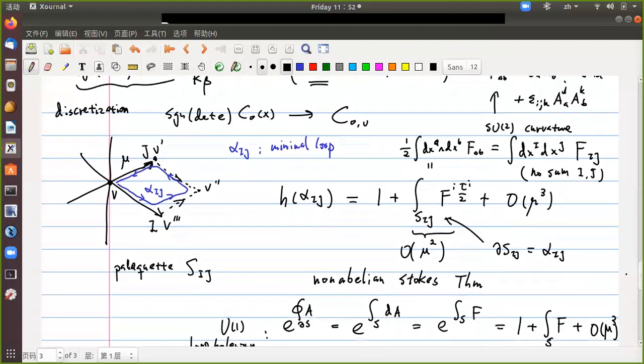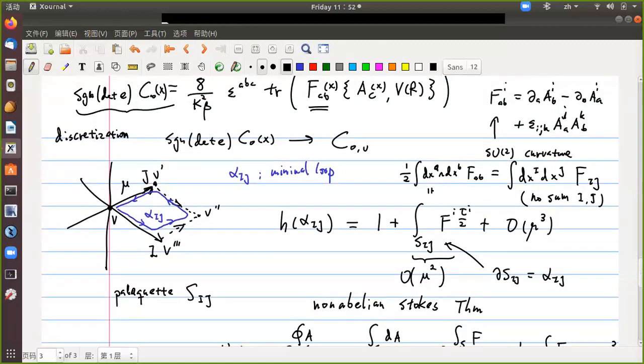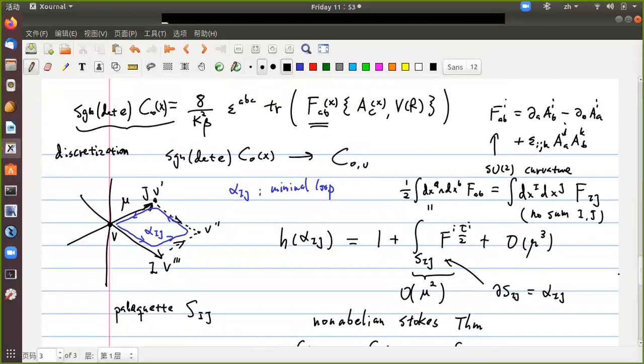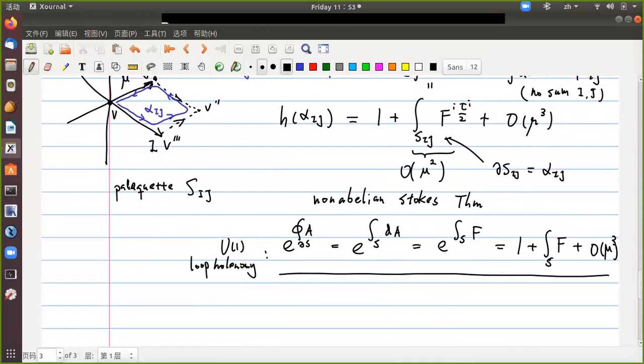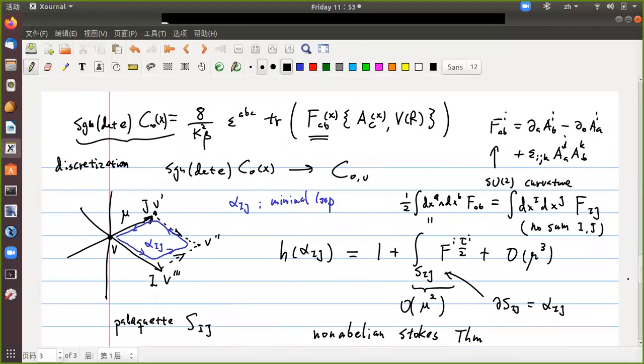Okay, so this curvature term integrated along this bracket can be written approximately as the holonomy, up to an identity in the first term. So this is the first discretization of the curvature. You can replace this curvature by the holonomy.